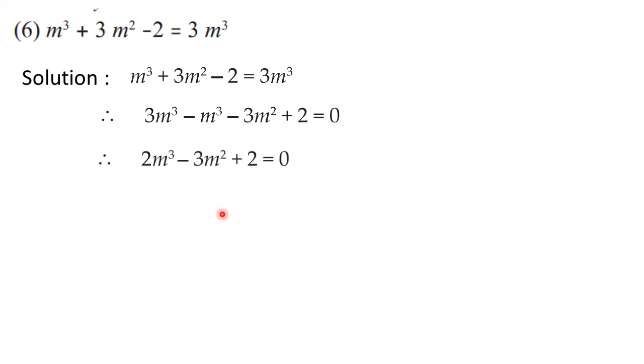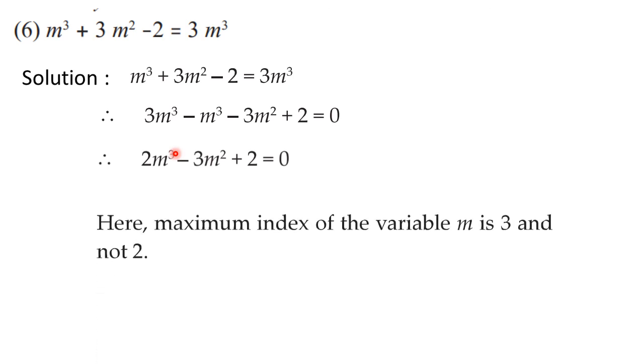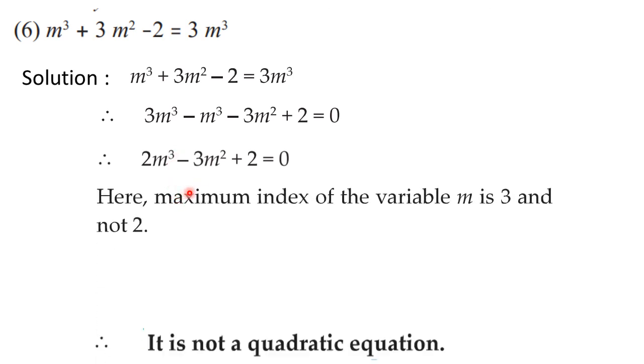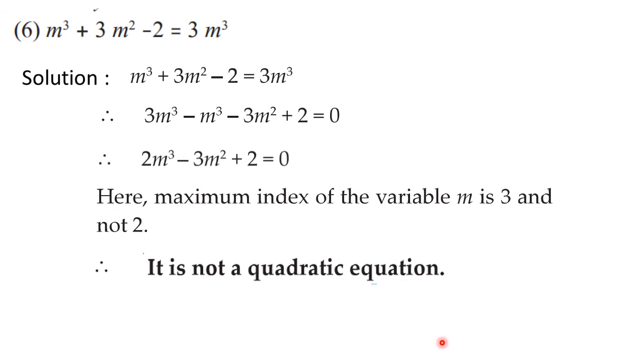Now check our conditions. First is about the variable. Here we have only one variable, that is m. So the first condition is verified. Then think of the second one, about the maximum index. Again, you will find the maximum index is 3 and not 2. That is why, again, this is not a quadratic equation. So in this way you are going to write the justification. Write it there, since it is a 1 mark question which can appear in question number 1B.